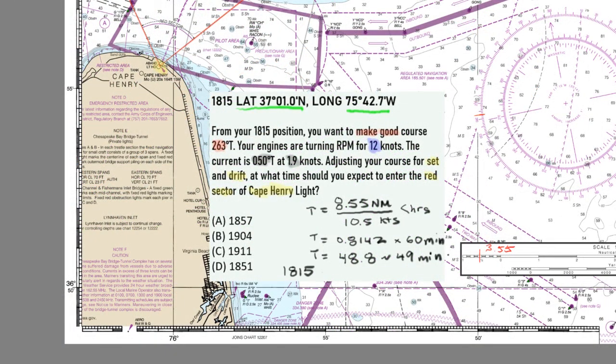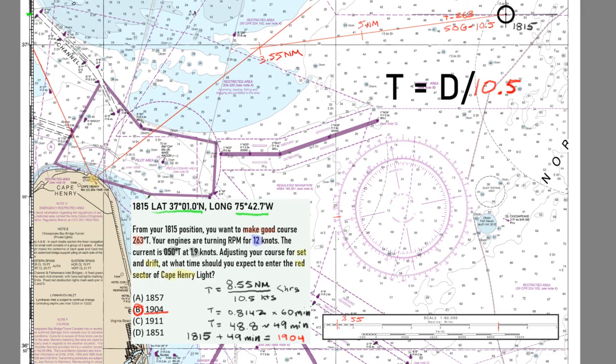1815 fix, we add 49 minutes to that, and we get 1904 for our time. And look at that, it's a perfect answer, answer B. It's always nice when the answer comes out nice and even right on the nose. So that's how you solve a set and drift charting problem using a radar plotting sheet.